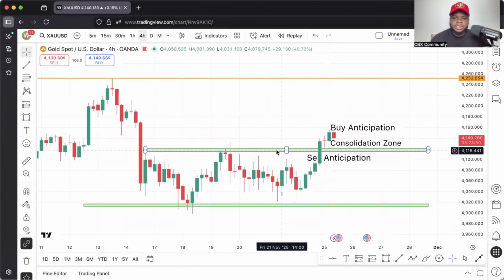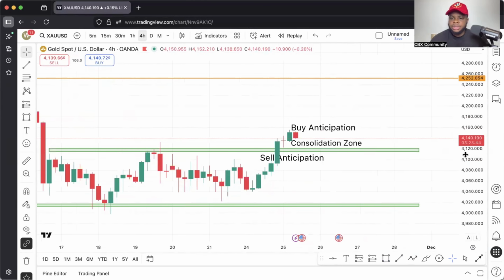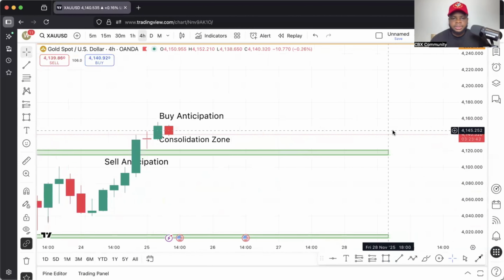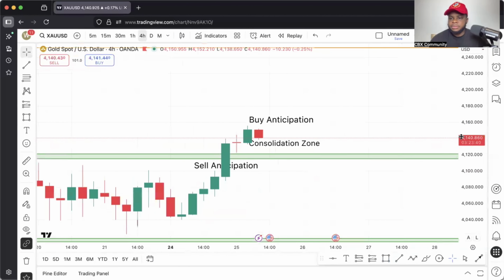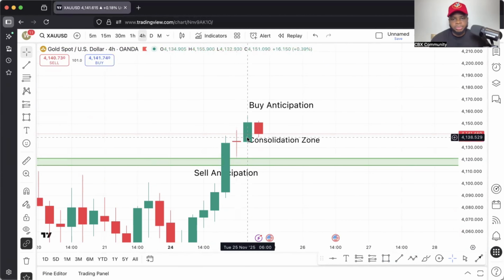But this candle broke this resistance zone and closed with a very strong bullish candle. The next candle closed with a doji candle. Let's zoom the chart a little bit. This candle closed with a strong bullish candle. It broke this resistance zone over here. The next candle closed with a doji candle and a bullish candle.